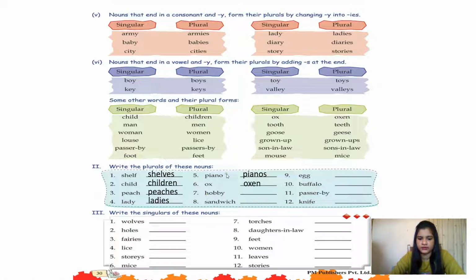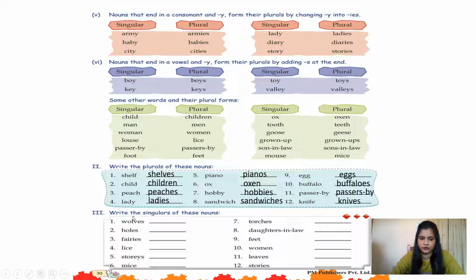Hobby: y will change into ies just like ladies here, so hobbies. Sandwich, sandwiches. Egg, eggs. Buffalo: children, see here, o is written, so es will be added. Fine. So buffaloes. Passerby, passers-by. Knife: fe is there, so ves, knives.